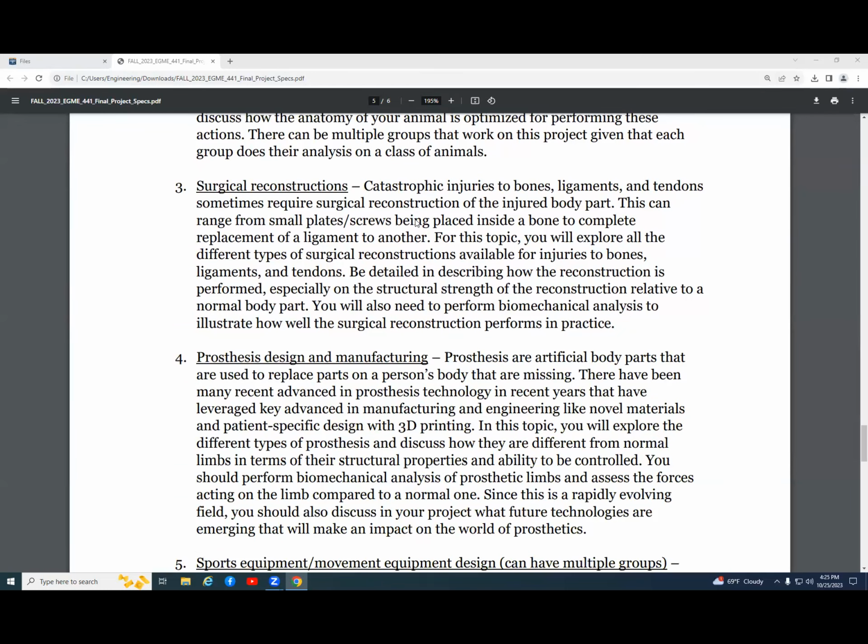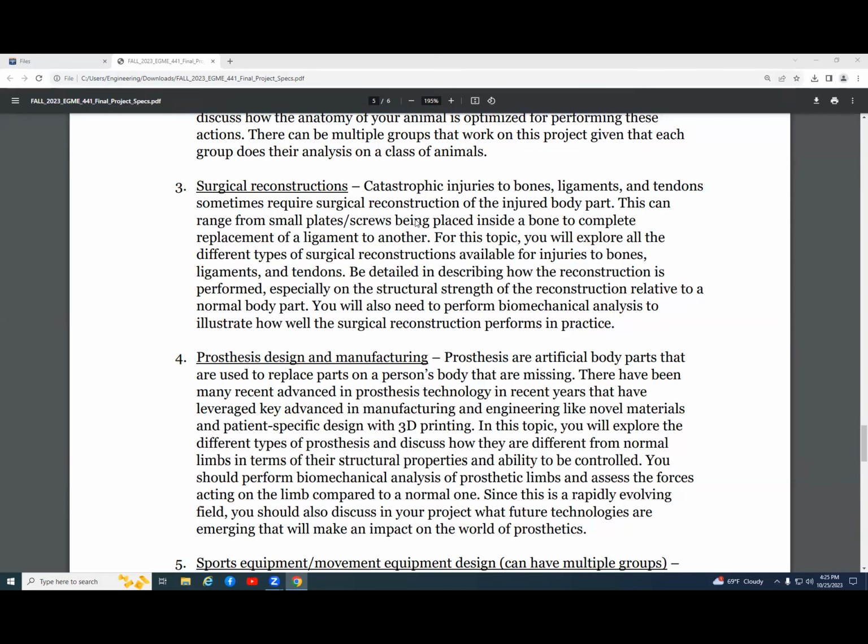Okay, 3 is surgical reconstructions, and this is more on the tissue side, more on the conceptual side. It happens a lot nowadays that people injure themselves, break their bones, tear their ligaments, tear their tendons, and have to get surgery to reconstruct that body part. This would be an interesting topic in terms of what considerations surgeons go through, what materials they use to repair these parts, and what biological processes are involved in the repair of these tissues.